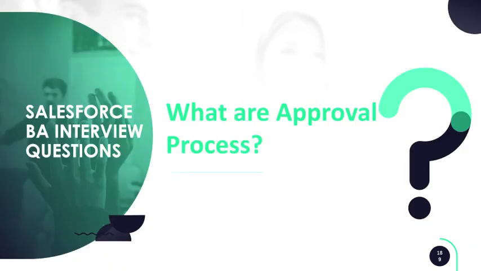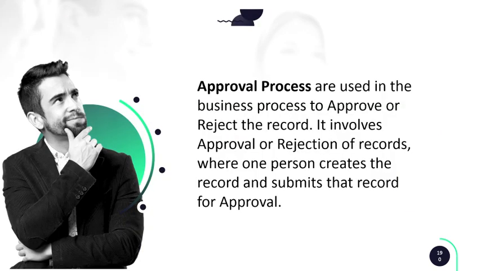Number 36. What are approval processes? Approval processes are used in the business process to approve or reject the record. It involves approval or rejection of records where one person creates the record and submits that record for approval.